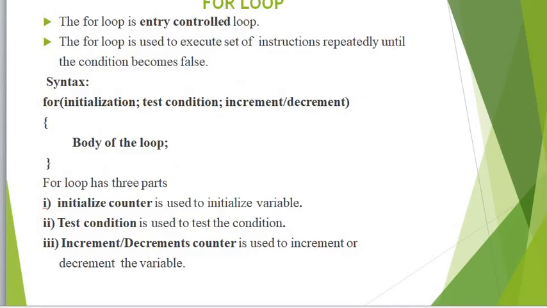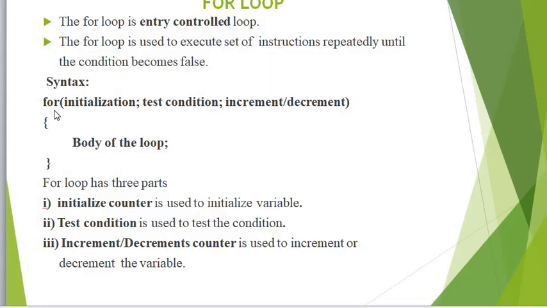First, let's see the for loop in detail. As we have seen before, the for loop is an entry controlled loop. That is, the condition should be tested first. Based on the condition, the loop will be executed. The for loop is used to execute set of instructions repeatedly until the condition becomes false. This is the syntax for the for loop.